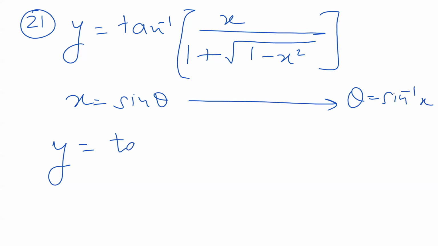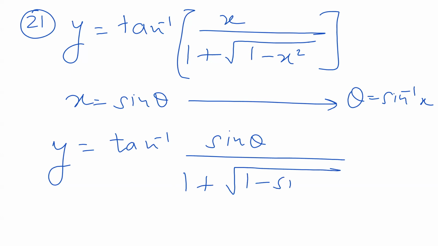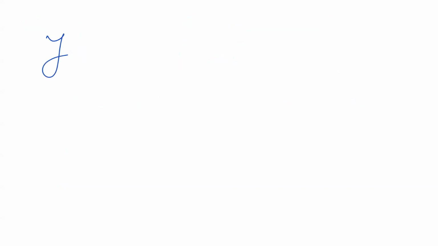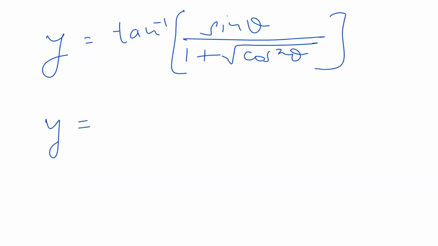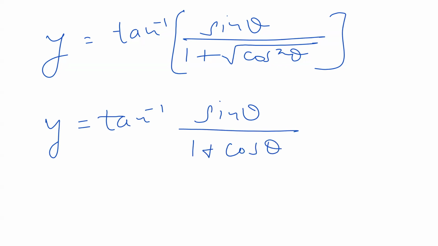So tan inverse of sine theta upon 1 plus root of 1 minus sine square theta. Now what is 1 minus sine square theta? 1 minus sine square theta is cos square theta. So y is equal to tan inverse of sine theta upon 1 plus root of cos square theta. So y is equal to tan inverse of sine theta upon 1 plus cos theta.